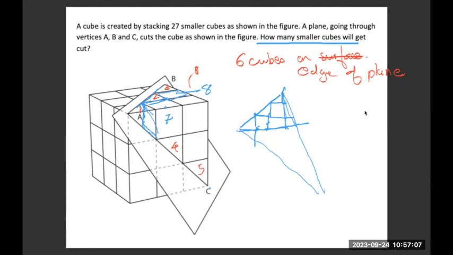Sorry, one second, I'm just getting confused. 6 plus 2. This I've already counted. Sorry, just give me a minute. I think I'm getting confused now. 1, 2, 3, 4, 5, 6 on the back side. 7, 8.